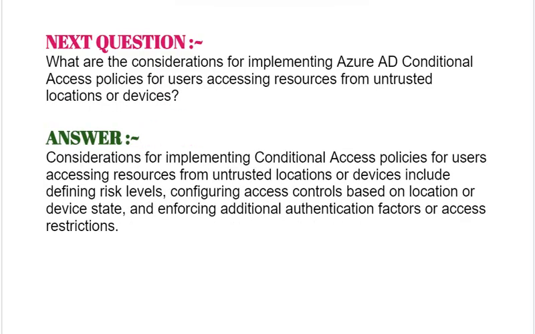Our next interview question is: what are the considerations for implementing Azure AD conditional access policies for users accessing resources from untrusted locations or devices? Your answer should be considerations for implementing conditional access policies for users accessing resources from untrusted locations or devices include defining risk levels, configuring access controls based on location or device state, and enforcing additional authentication factors or access restrictions.